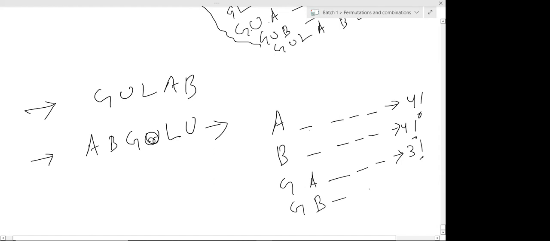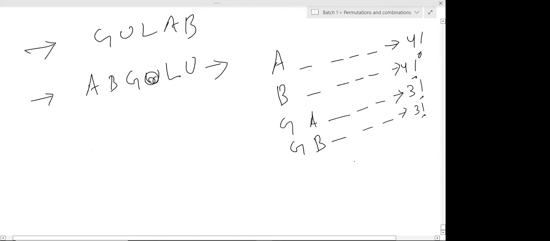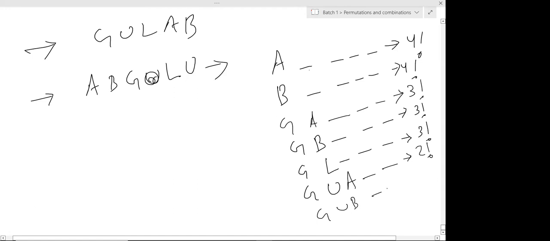Then B comes. We don't want that also. Rest of the letters can be arranged in any way. We don't care. 3 factorial. Then L comes. Same case. Then U comes. Yes, we want that. A comes. We don't want that. 2 letters can be arranged in any way. 2 factorial. B comes. Same story. 2 factorial.